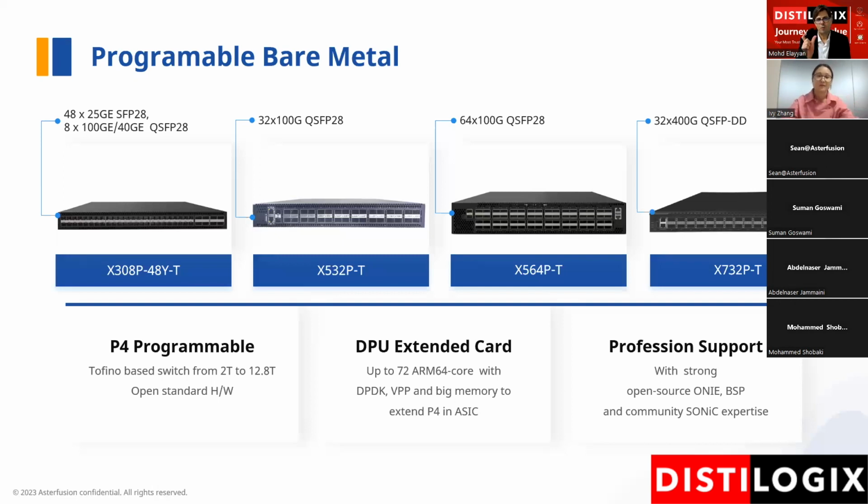Okay, so Tofino, that ASIC that comes from Intel. Yeah, because there are different ASICs that Asterfusion uses. One of them is the Tofino ASIC from Intel, and I think this product line uses Tofino, right? Yes, Tofino 1, and this one, the X3T, is Tofino 2. Okay.